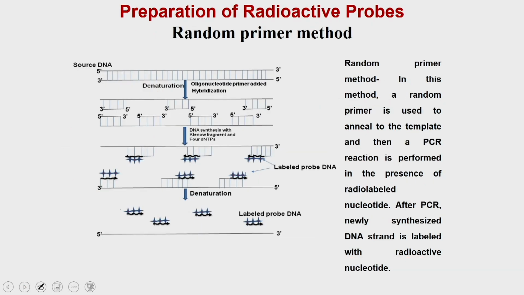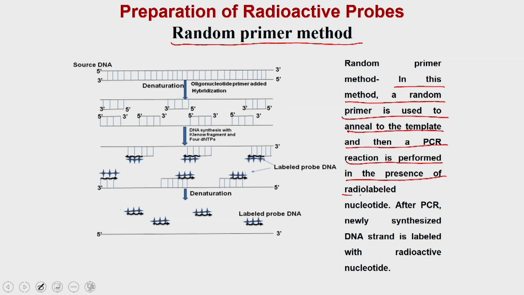There are two methods of preparing the radioactive probe. The first method is called the random primer method. The random primer method is a method in which a random primer is used to anneal to the template, and then a PCR reaction is performed in the presence of radiolabeled nucleotides.